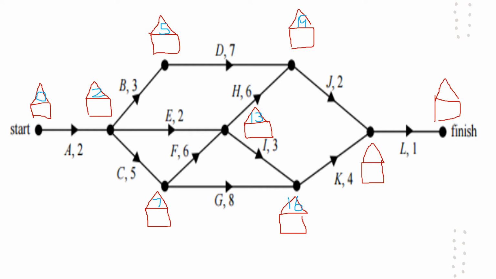Coming off J and K, we have another vertex, so we have 19 and 2 making 21, or 16 and 4 making 20, so we'll go for 21. And after that, we have L for 1, so a total of 22. So that's our earliest completion time for the entire project, 22.